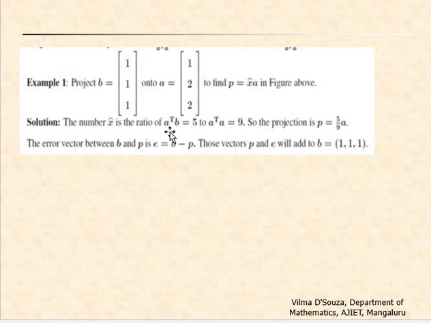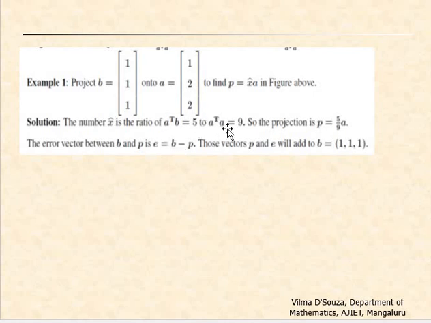I have not written here: A transpose B divided by A transpose A. The number x cap is the ratio of this, that is A transpose B divided by A transpose A. What is A transpose? The row vector 1, 2, 2, into the column vector 1, 1, 1. That gives you 1 plus 2 plus 2, that is 5.